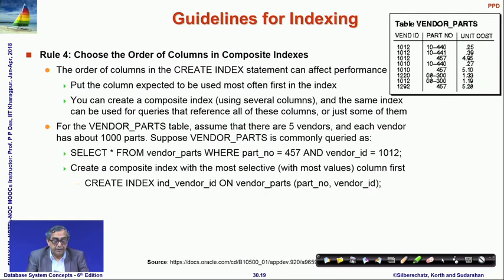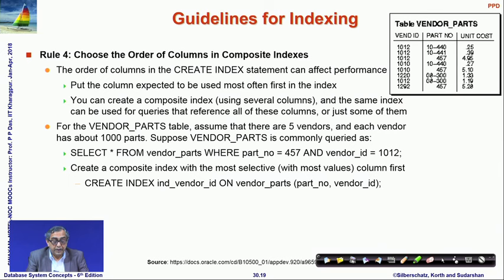So, here I am showing some example. Say there is a vendors part table, and there is vendor ID, part number and unit cost. Forget about unit cost for this consideration. So, it is primarily part number and vendor ID. So, let us say there are 5 vendors and each vendor has about 1000 parts.